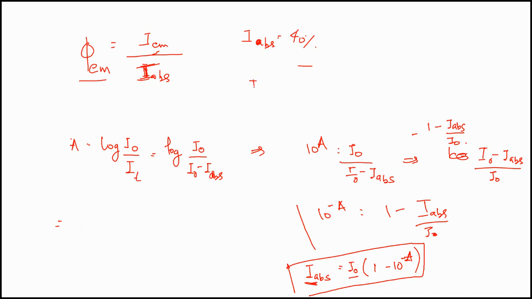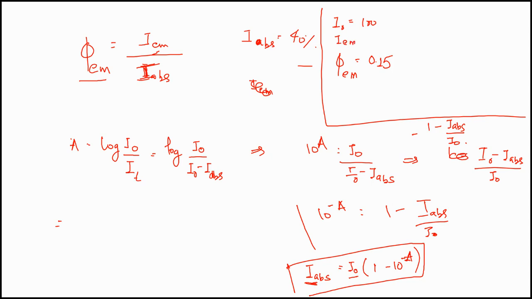Suppose the I emission. Suppose the fluorescence quantum yield phi emission I give you to be 0.15. Look at the data I'm providing you. So phi emission I have already given you. I naught you consider to be 100, and I emission you have to calculate if the absorbance is say 0.2. Just try to calculate once. I'll also try to calculate. Hello? Yeah, I'm trying. Okay.